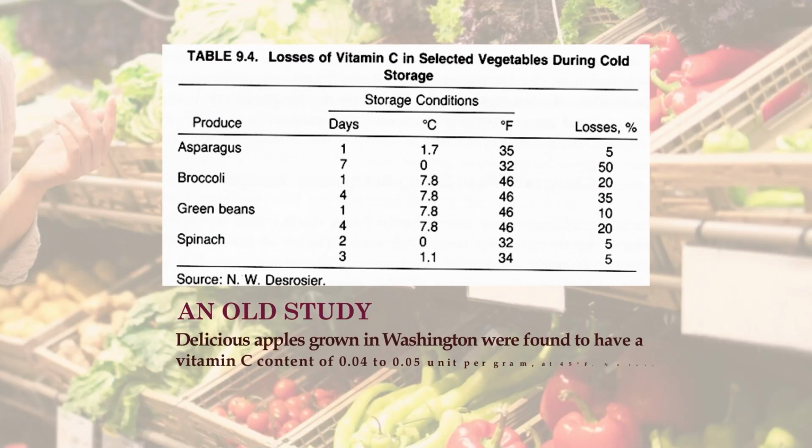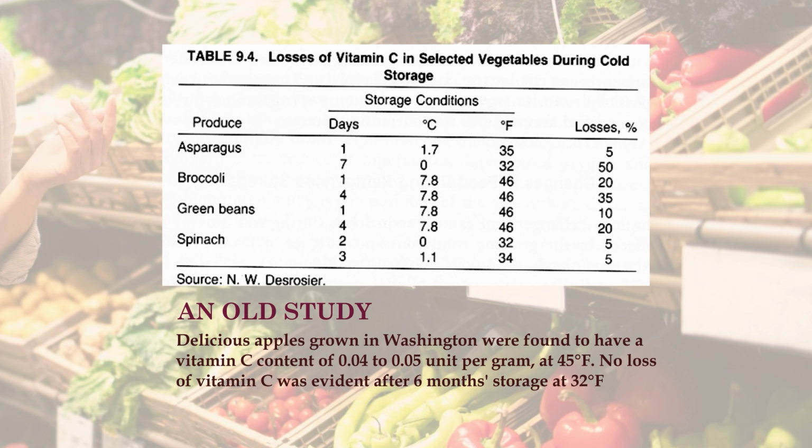Another thing is vitamin C loss. It is depicted here that for the same commodity, in terms of the temperature and the number of days, the loss percentage will vary. So there is a table which is showing the loss of vitamin C. Another study, reported in the red text, indicates almost no loss in vitamin C even during 6 months of storage, and the commodity is Washington apple. So it means the loss will also depend on the commodity.